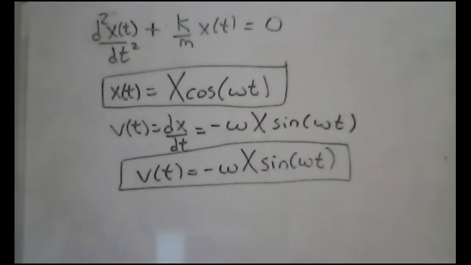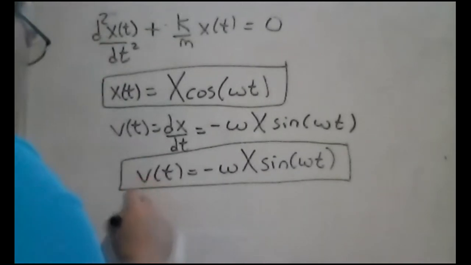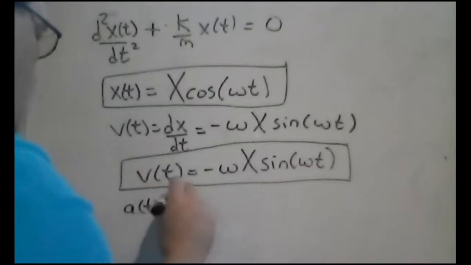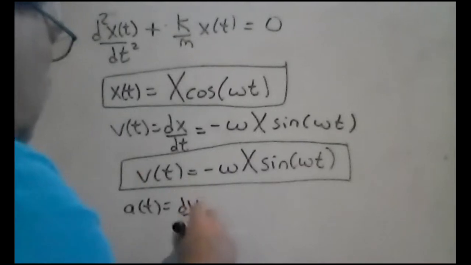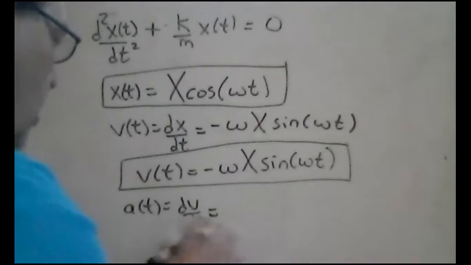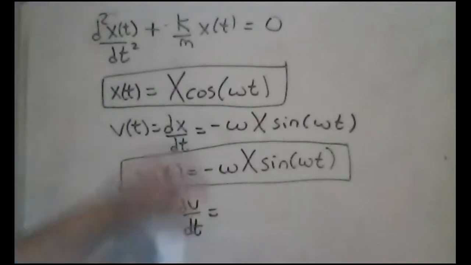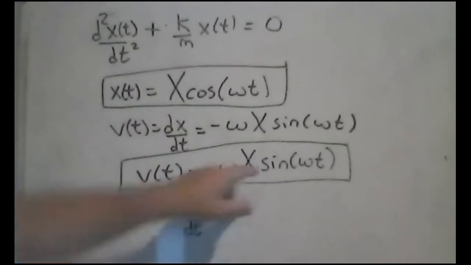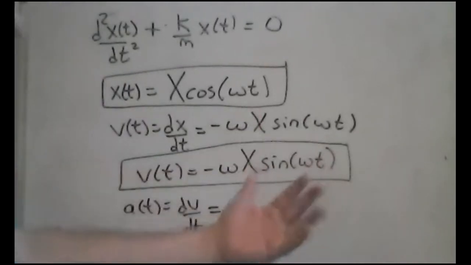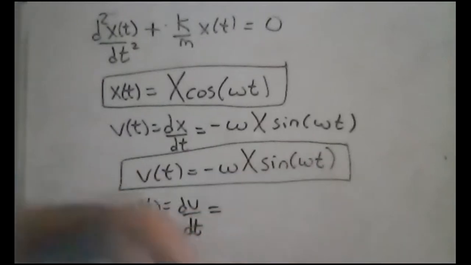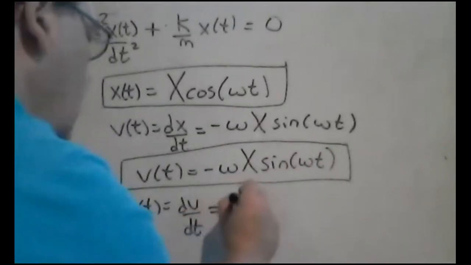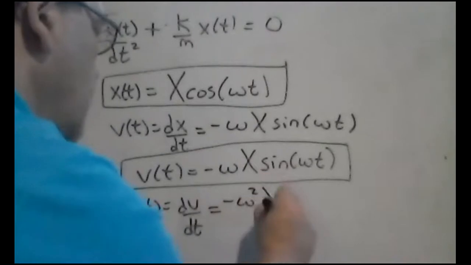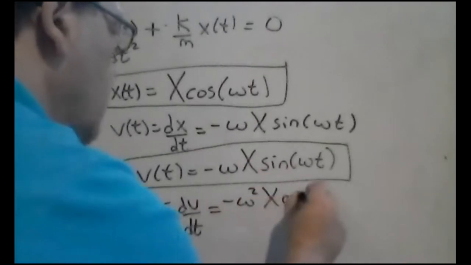I want the acceleration. I've got to do this one more time. The acceleration is the time rate of change of velocity, I apologize. So I've got to take the derivative of sine, which becomes cosine, and by the chain rule, another omega pops out. So I now have negative omega squared times cap X cosine of omega t.